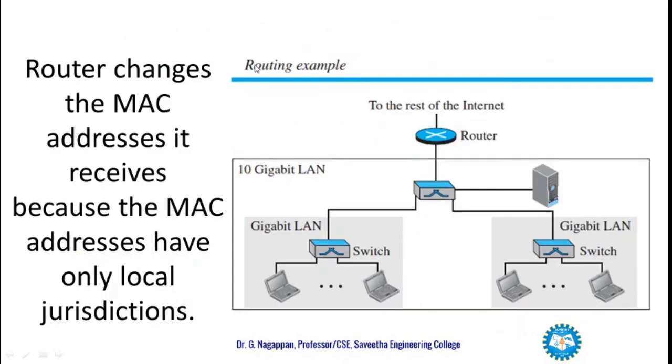A router changes the MAC address it receives because MAC addresses have only local jurisdiction. So here it is a gigabit LAN where the data is being sent, and the MAC address is used to communicate only within the LAN and between LANs. When you want to move out of this bigger LAN, you require a router to connect with the internet.